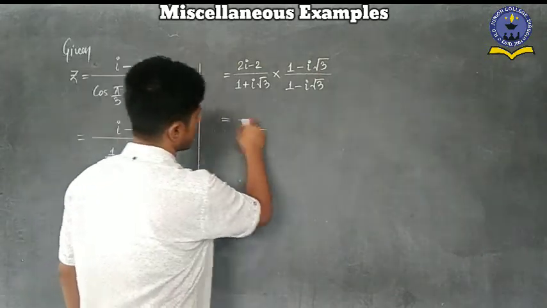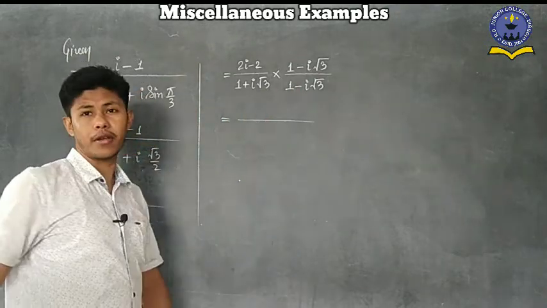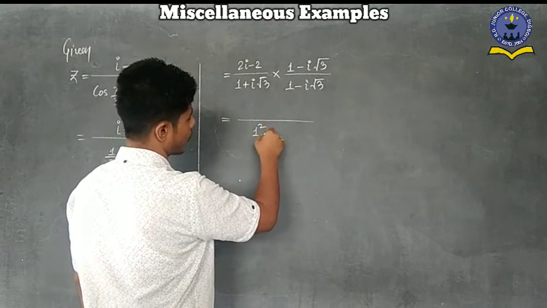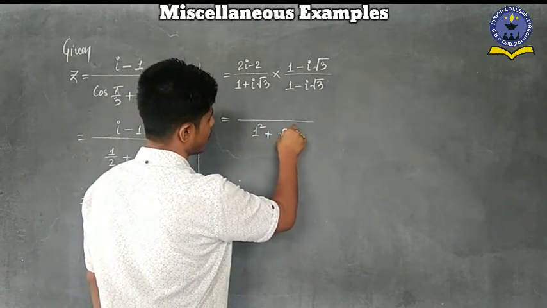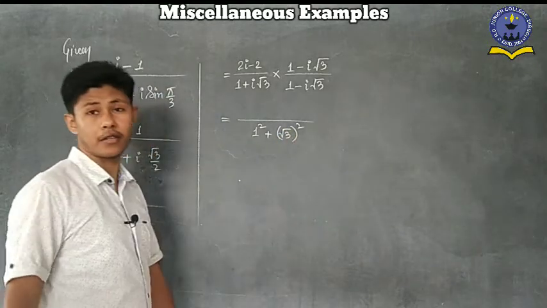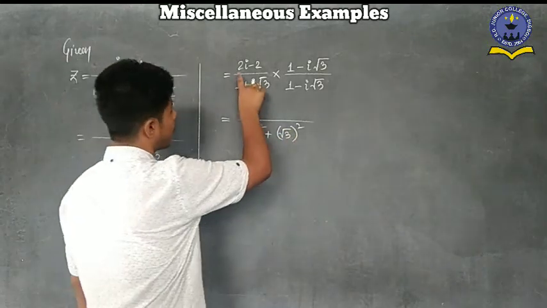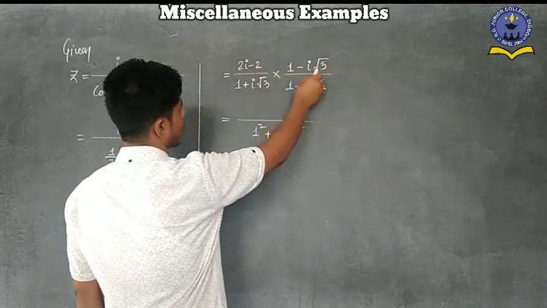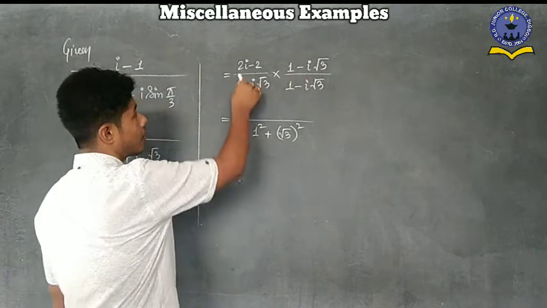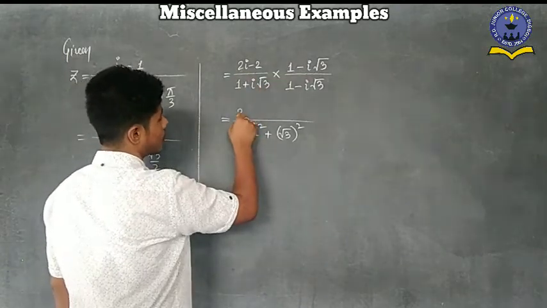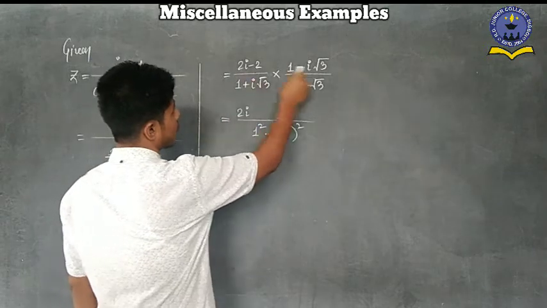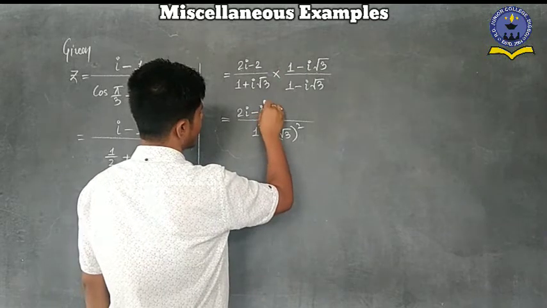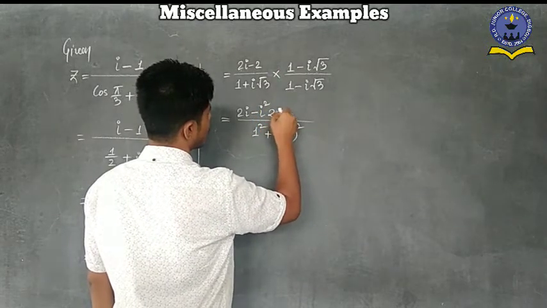Now if you see here, this is of the form a plus ib into a minus ib. If we multiply these two, we get a square plus b square, where b is root 3. That's how we write a square plus b square. In the numerator, we have to multiply twice i with this result, as well as minus 2 with this result. So twice i into 1 is simply twice i, then twice i into minus i root 3 gives minus 2 root 3 i square.